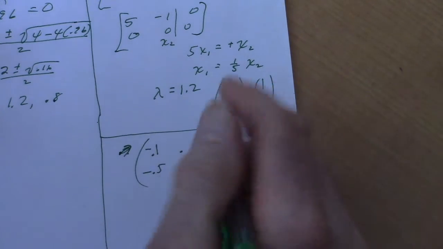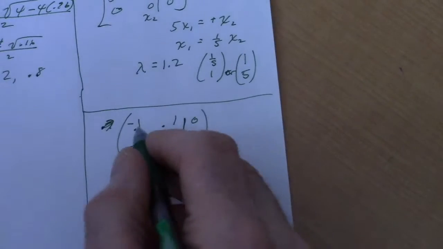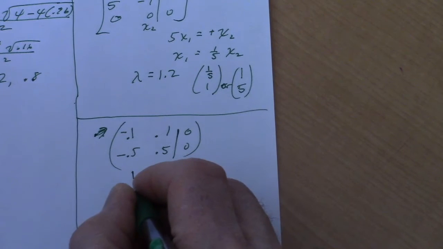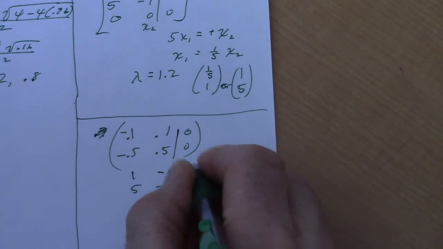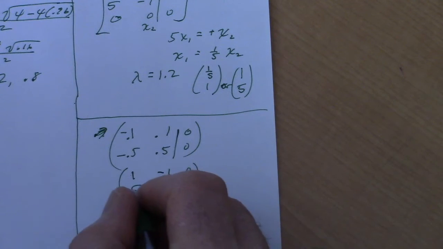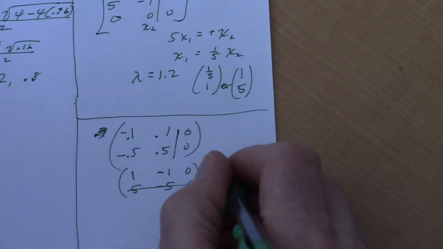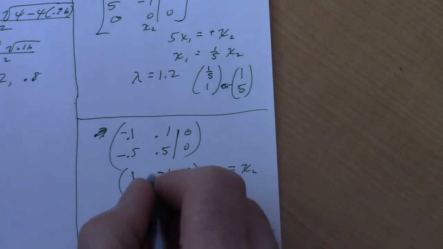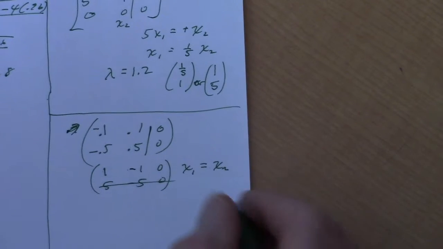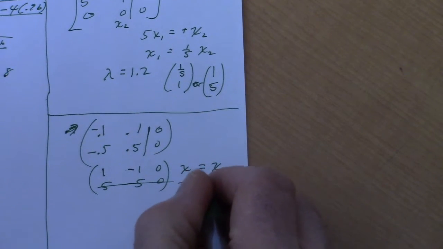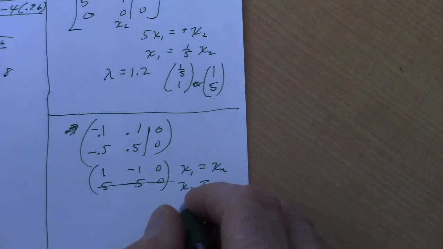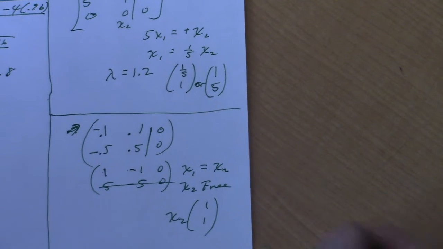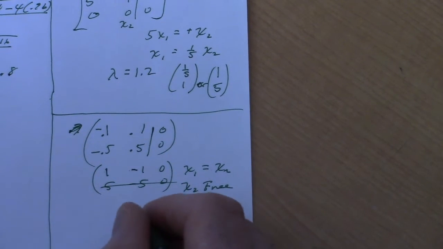You can clearly see those are linearly dependent, so we'd be able to zero out that. Let's just multiply everything by a negative 10. So we'll just get 1, negative 1, 0, 5, negative 5, 0. And we can see if we subtract 5 of those, this would zero out. And we get x sub 1 minus x sub 2 equals 0. So x sub 1 just equals x sub 2, right? We just add that to the other side. And x sub 2 is free. So we get the vector x sub 2 times 1, 1. And that's our eigenspace for lambda equaling 0.8.